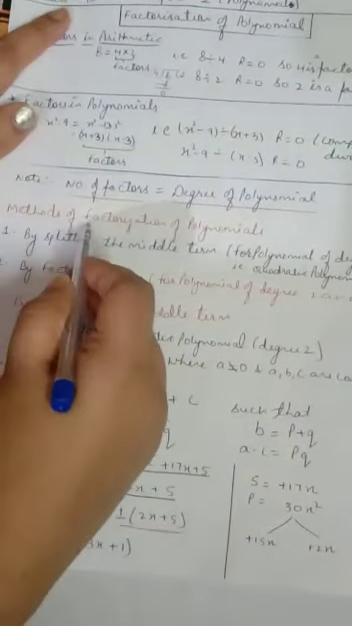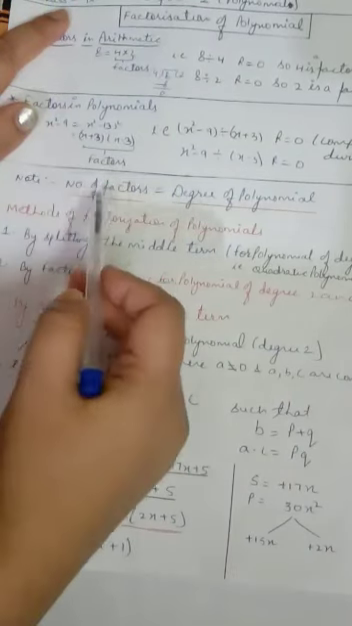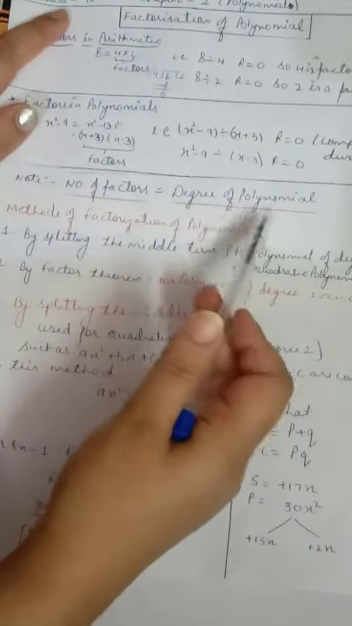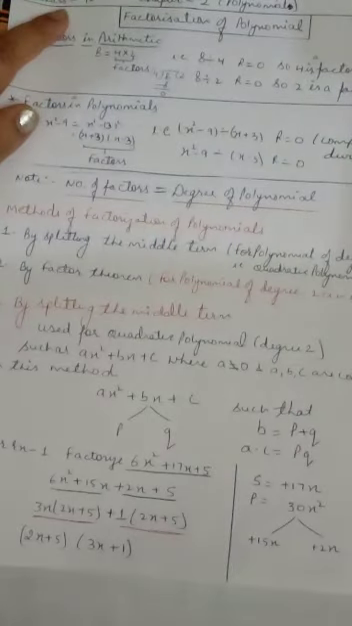Before we come to methods, you must make a note. In polynomial, number of factors depends on the degree of polynomial. They are equal. Whatever will be the degree of polynomial, we have that much factors. That means for linear polynomial, obviously one factor, that is the same polynomial itself. For quadratic polynomial, degree 2, we will have 2 factors. For cubic polynomial, degree 3, we will have 3 factors.